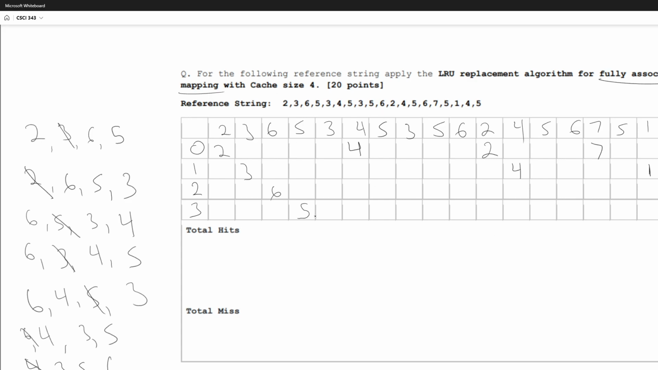Okay, so we had, let's see, 1, 2, 3, 4, 5, 6, 7, 8, 9 hits, it looks like. And misses: 1, 2, 3, 4, 5, 6, 7, 8, 9, 10. 10 misses.